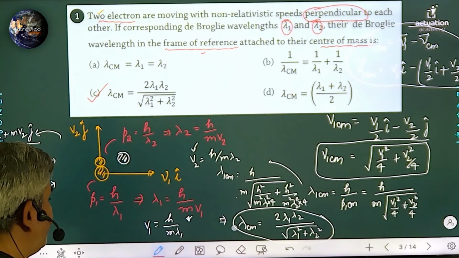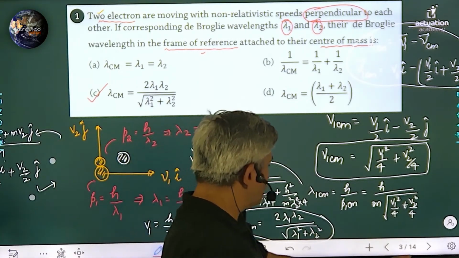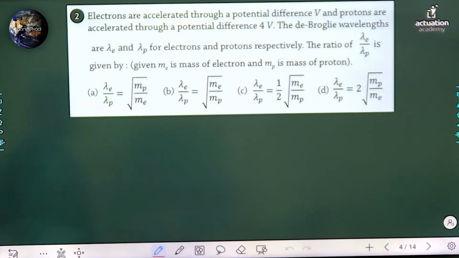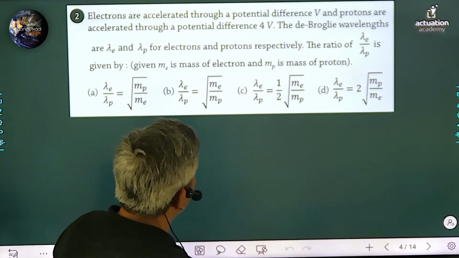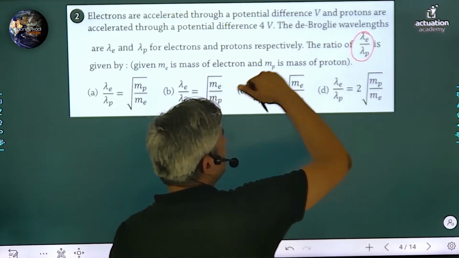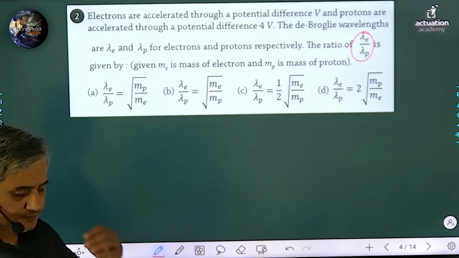Now let's move to question number 2. The electrons are accelerated through a potential difference V and protons are accelerated through a potential difference 4V. The de Broglie wavelengths are lambda E and lambda P for electrons and protons respectively, and we need to calculate the ratio of lambda E and lambda P.